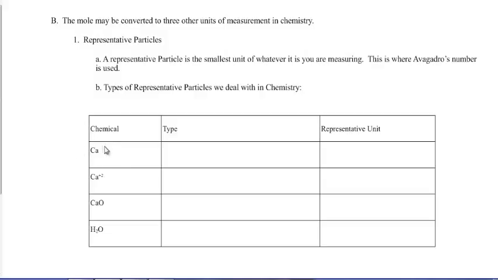The first one, calcium, is straight off the periodic table, so you should know it is an atom, or we could say element even. So an atom or an element's representative unit is an atom. I'm going to go ahead and add element right there. Now if I put a charge on it, now it's an ion, and the representative unit of an ion is simply just an ion.